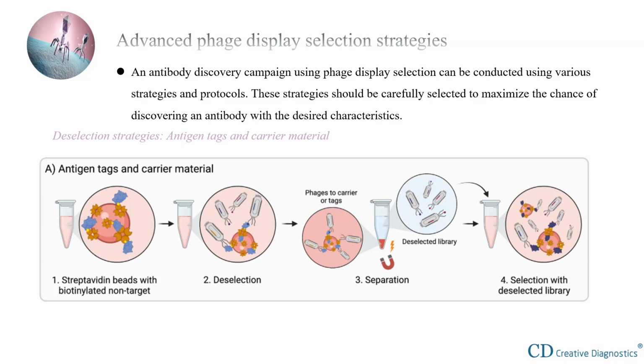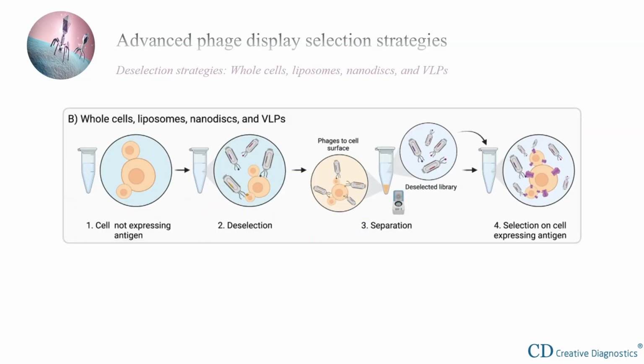During selection, binders may target all antigens including tags, fusion partners, and support matrices like streptavidin beads. To prevent this, a deselection step using a non-target is included to reduce enrichment of antibodies against non-target antigens. For example, before selecting on a biotinylated protein with streptavidin beads, the library is exposed to biotinylated non-target protein bound to streptavidin beads to remove unwanted binders. The same principle applies to complex targets like whole cells, liposomes, nanodiscs, or VLPs.